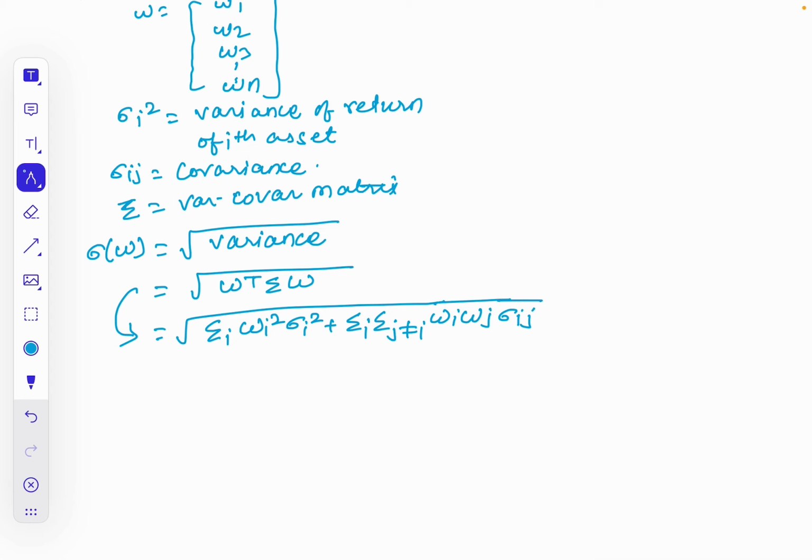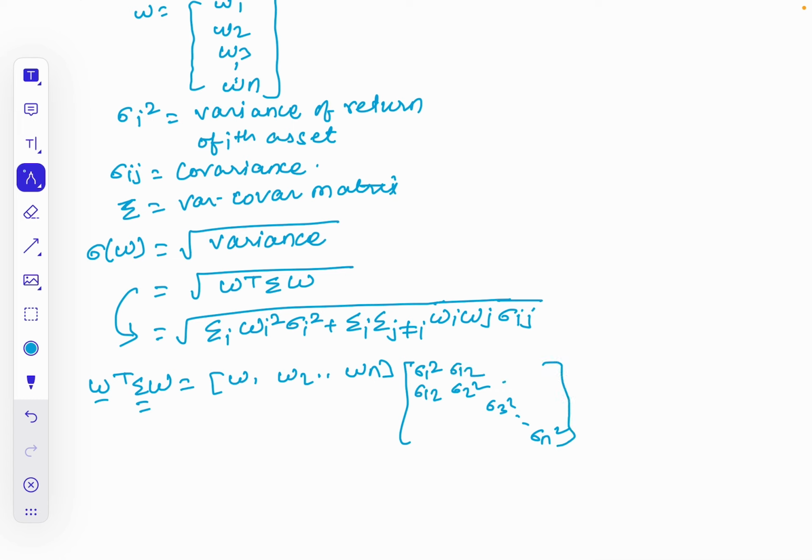Okay. So first you express this as a weight matrix. It looks like this: W1, W2 to Wn. This one is the variance covariance matrix. Basically the diagonal terms will be the variance, sigma squared. This term would be sigma 1 2, and this would be sigma 1 2, right? And then this is another column vector of weights, right? So when you multiply, you get this term. This is another way to express the variance.